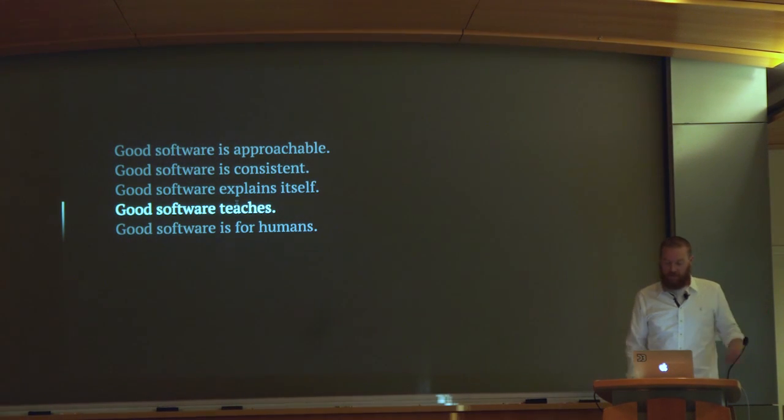Good software teaches. It doesn't just automate an existing task, but provides insight or imparts knowledge, such as a best practice or a new perspective on a problem. And then lastly, good software is for humans. It is cognizant of people and the reality in which they live, like Dieter Rams said. It does not expect elaborate and arbitrary rules to be memorized, and it anticipates the need for learning and is tolerant of failure.